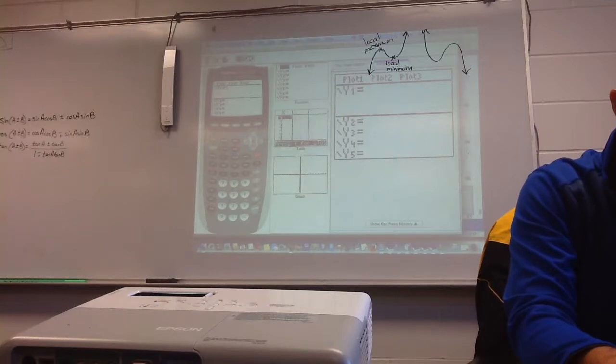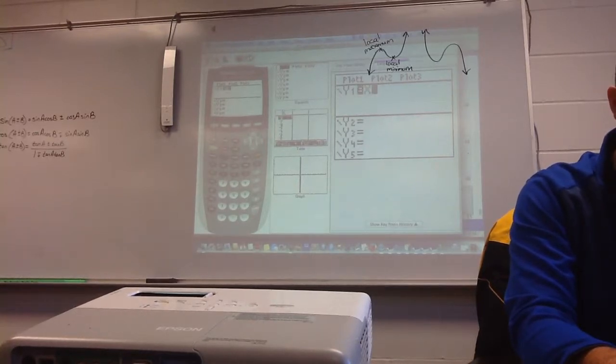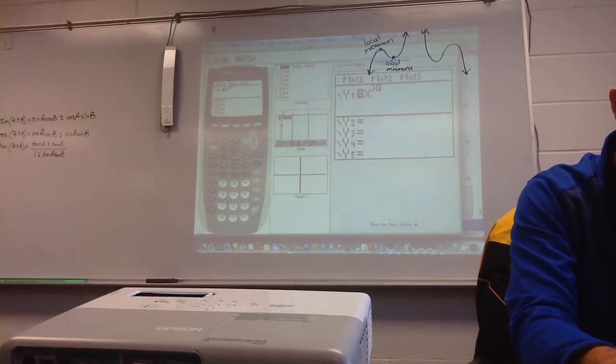First step: go to y equals, top left corner. Well, you should have this in there already, right? Because you found the zeros. So help me out. What do I have? x to the third minus 4x squared minus 11x plus 30.